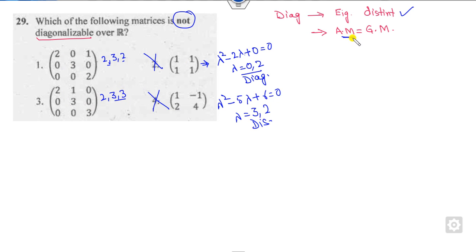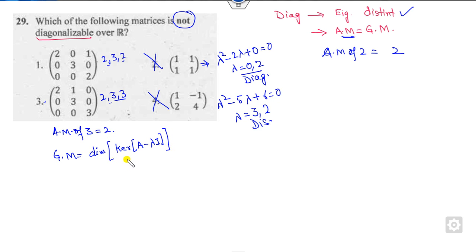So I have to use this concept. Since 2 is repeated 2 times, the algebraic multiplicity of 2 is 2. In this case, the algebraic multiplicity of 3 is 2. So how can you find the geometric multiplicity? That is the dimension of the kernel of A minus lambda I. How can you find the kernel dimension? N minus the rank of A minus lambda I. This is the geometric multiplicity.